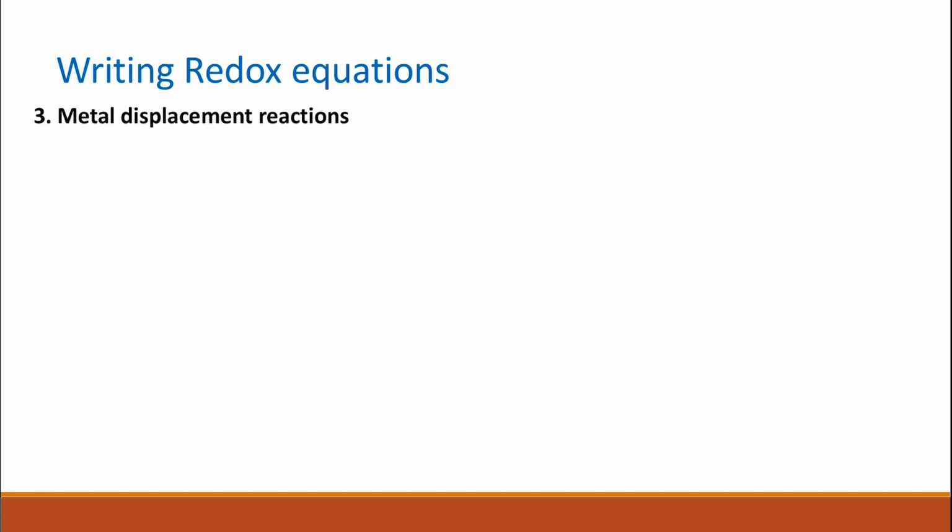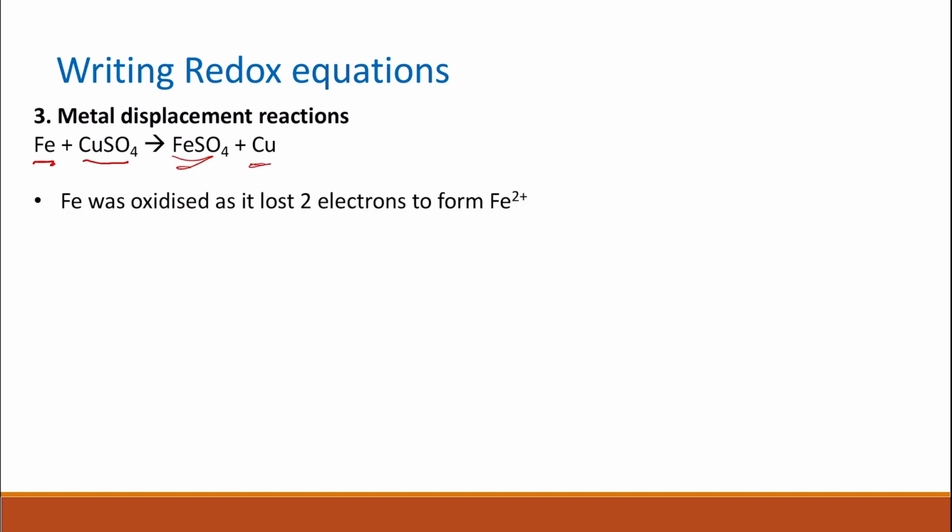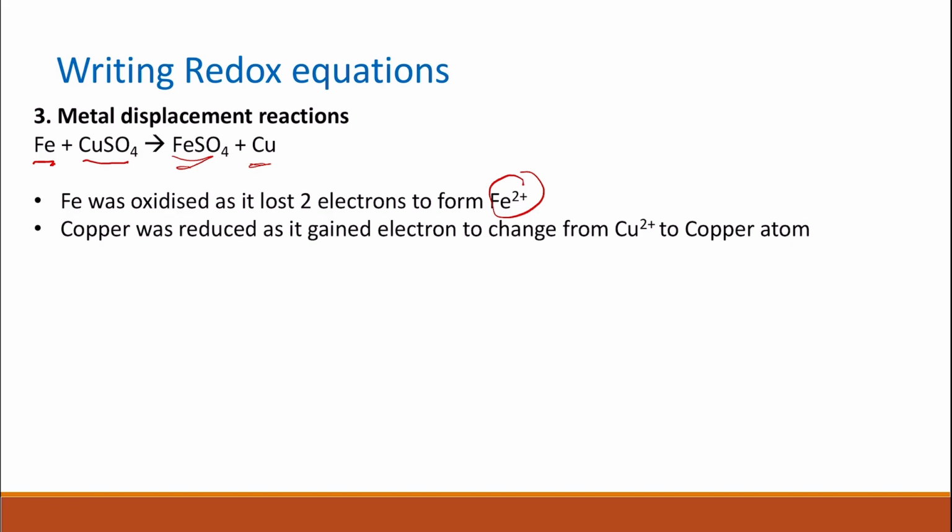A third example is the metal displacement reaction, where more reactive metals will displace less reactive metals from their salts. So if you react iron with copper sulfate, iron is more reactive than copper, then that will give you the salt of iron, which is iron sulfate, plus copper metal. In this reaction, iron was oxidized as it lost two electrons to give you iron 2 plus, and the copper was reduced as it gained electrons. So the copper gained electrons to change from copper 2 plus to the copper atom, which is not charged.